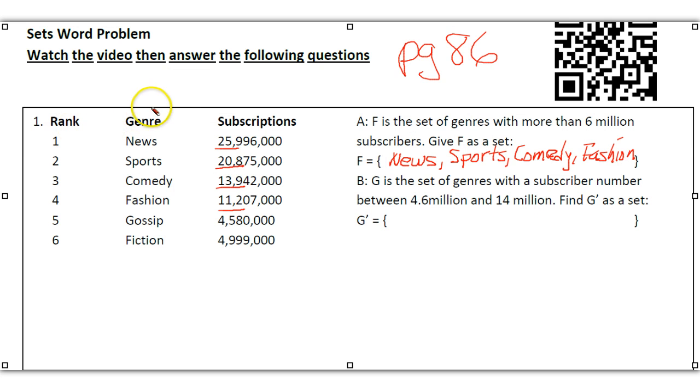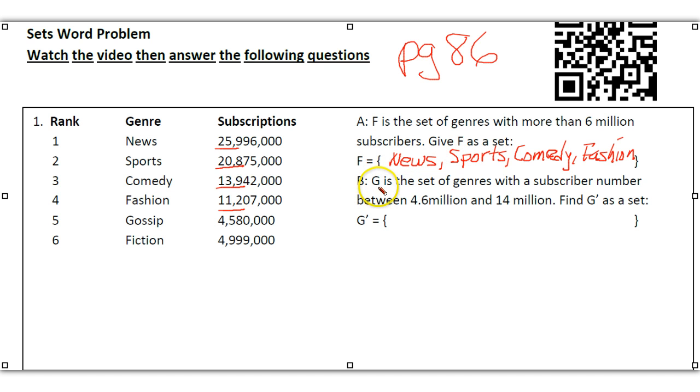So here are the different genres: news, sports, comedy, fashion, gossip, fiction, from ranking 1st to 6th. And here are the amounts of subscriptions. And we're saying set F is the set of genres with more than 6 million subscribers. So this is more, and it cuts off here. So we've listed set F.